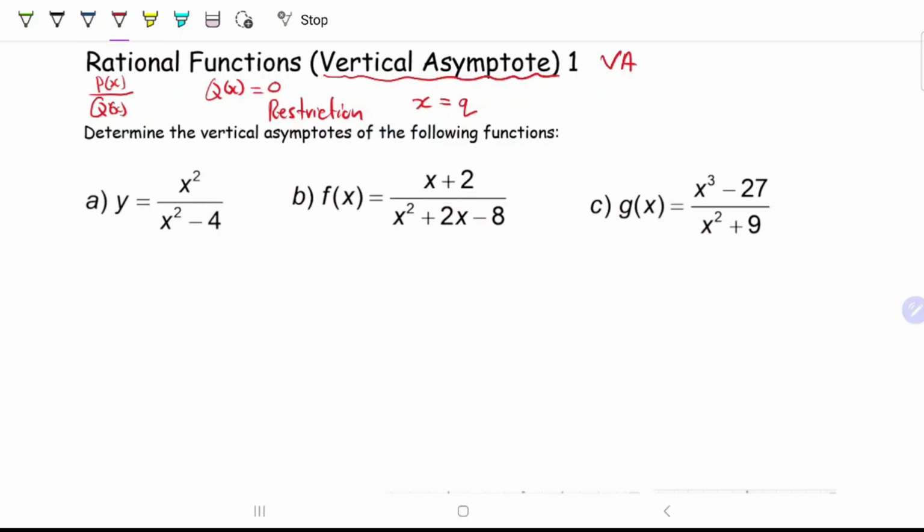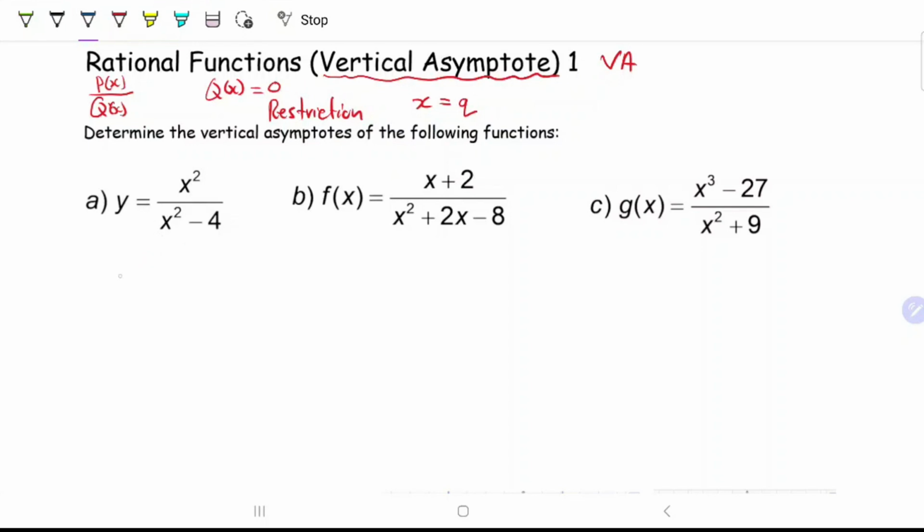Q is just any number that we can use. So let's dive deep into doing this. Determine the vertical asymptote of the following functions. All that we're trying to do is to determine the vertical asymptote. If you're given a function like this, how do we get that?